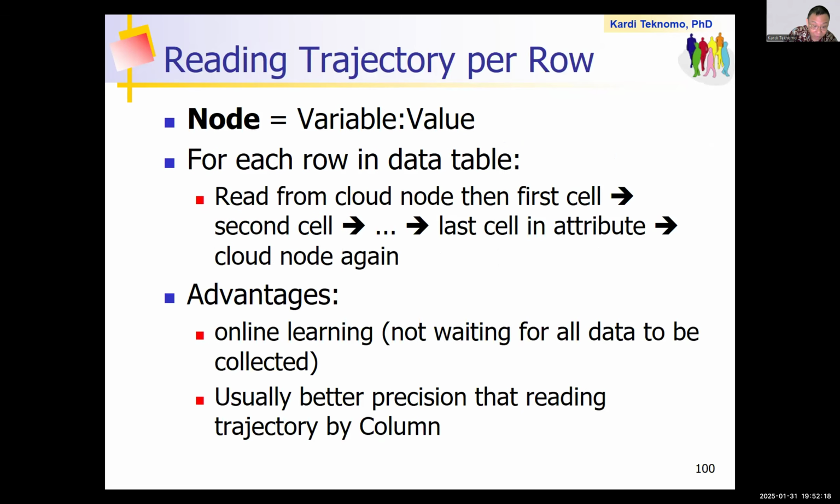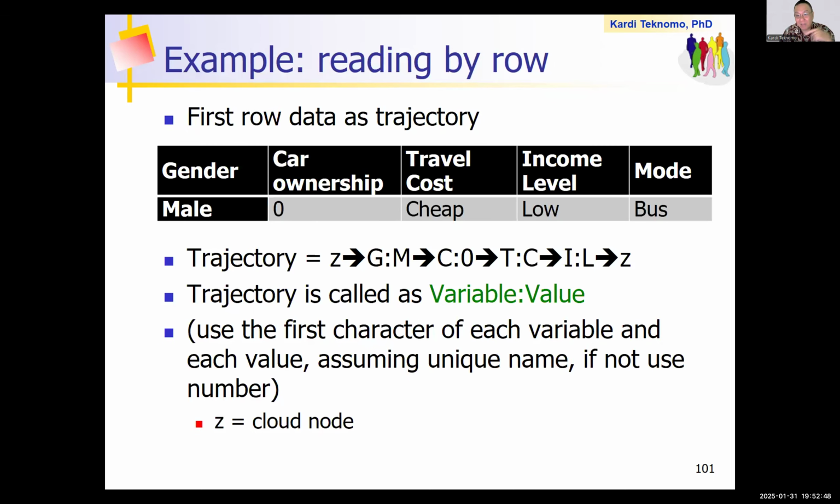But we can also do reading per row rather than per column. The advantage of reading per row is that it's online learning. You don't need to wait for the data to exist, so you can keep adding the data. If you read by column, the whole data must exist there, right? But if you read by row, only per row you create, and then you train the IFN.